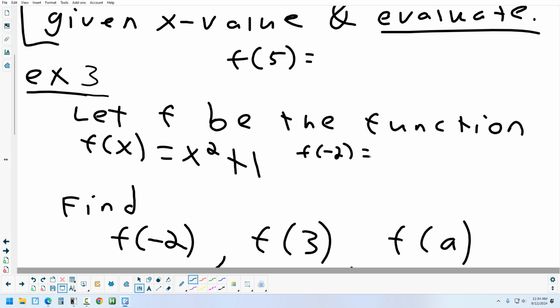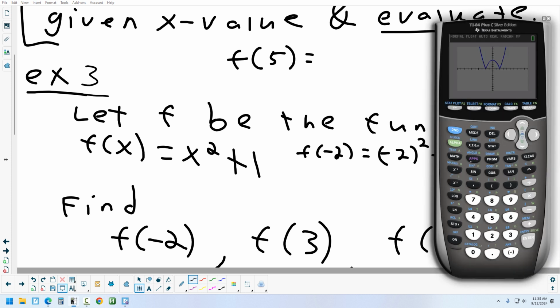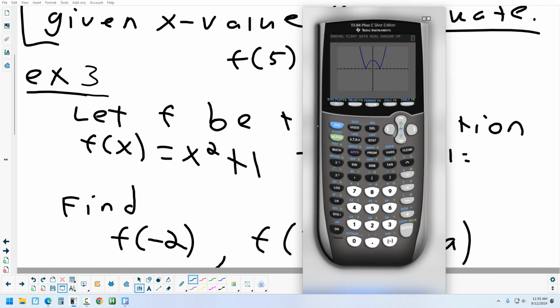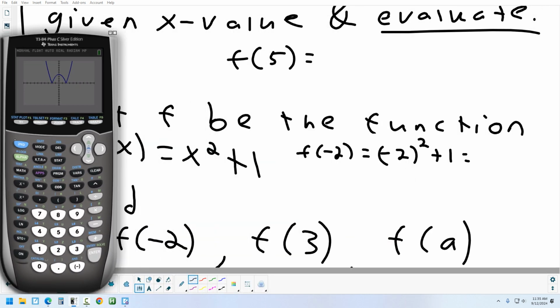Whenever you plug something in, it's a good idea to put it in parentheses. Did we talk yesterday about what happens on the calculator if you don't put parentheses around a negative number when you raise it to a power? Well, you won't get an error, but you won't get the right answer. What is negative 2 to the second power plus 1? 5. Yeah, it should come out to 5.